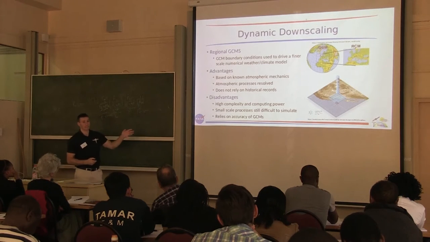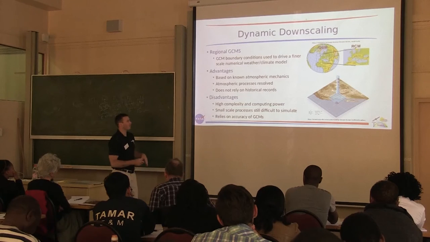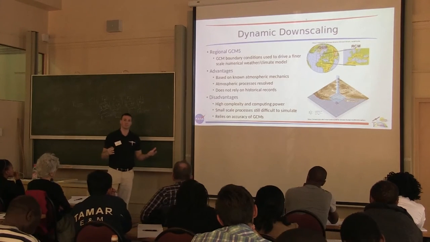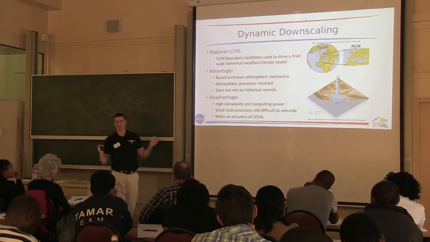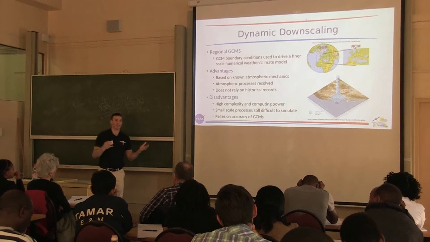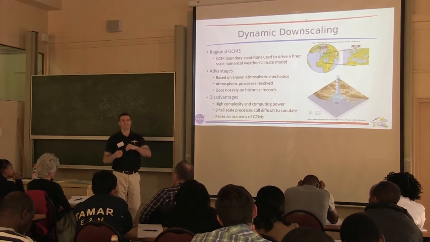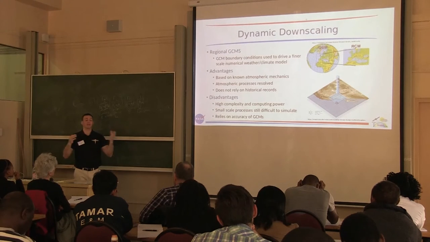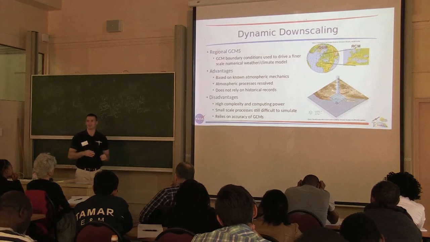But it does have some disadvantages, so it does have high computing power. And no matter how small a scale we go with these models, some processes we can't model, we just have to parameterize them. A good example of this is how precipitation is created in clouds. These are tiny, microscopic processes, and if you were able to do a model at that level, it would be almost completely worthless because you'd be doing it for such a small area.